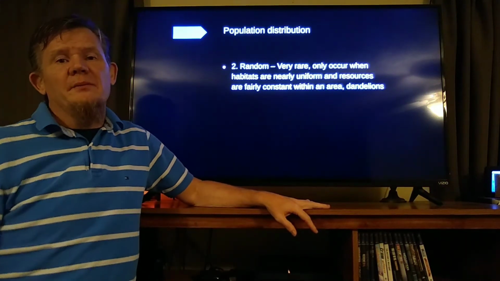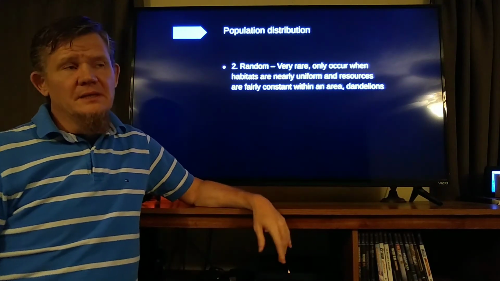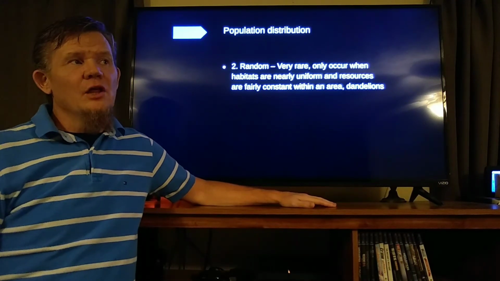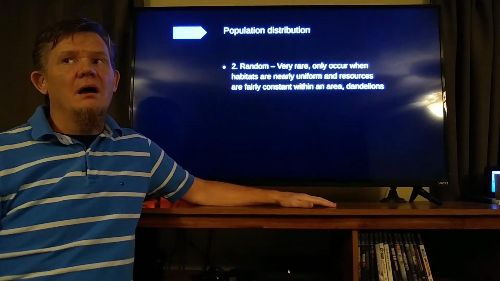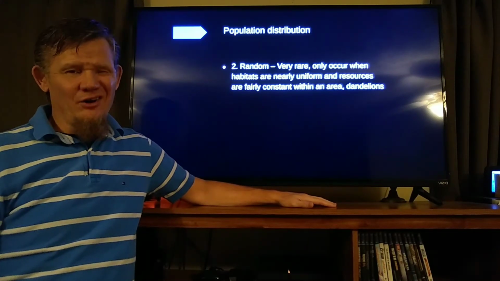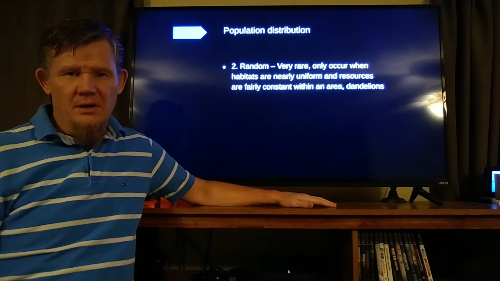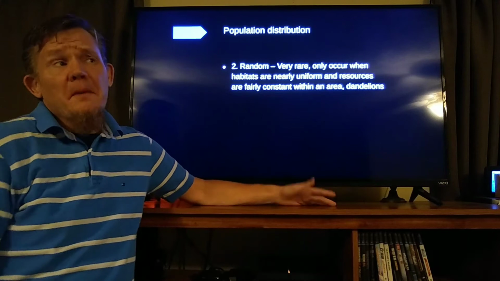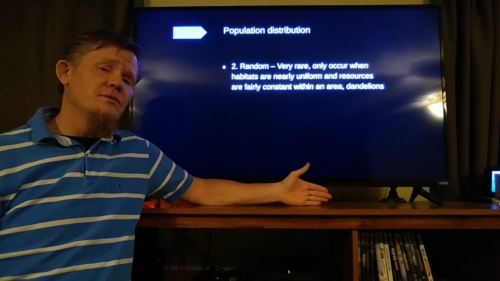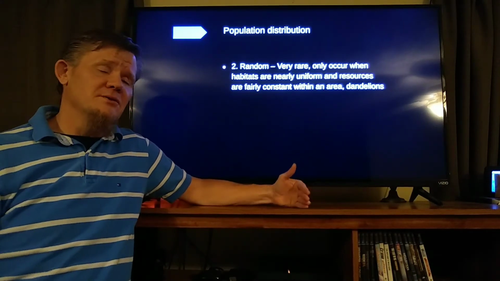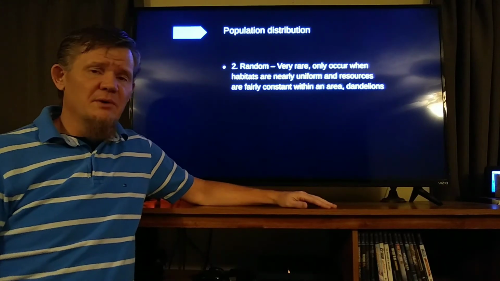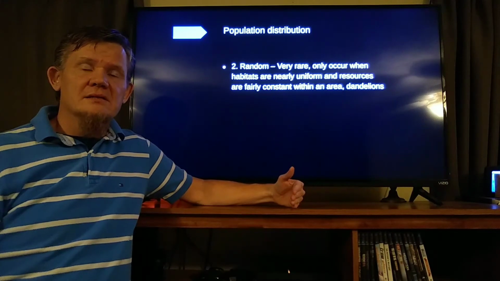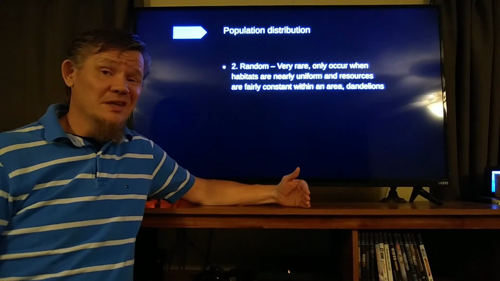Next is the least common one, the most rare, and that is random. The reason why random is the most rare is because it implies that no part of the environment is any better than any other part of the environment. And that's almost never the case. There's always going to be better places to be. There's going to be more food availability, more water availability, better shelter. If we're talking about plants, again, more water. With plants, you also would want to talk about the amount of availability of sunlight.